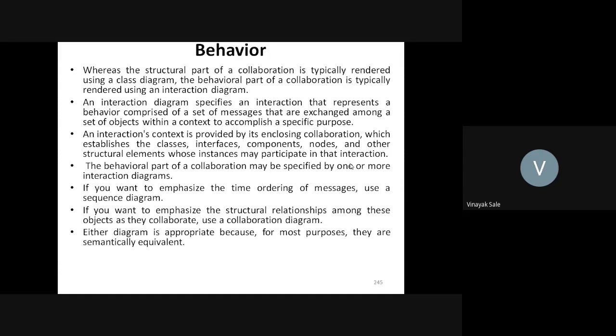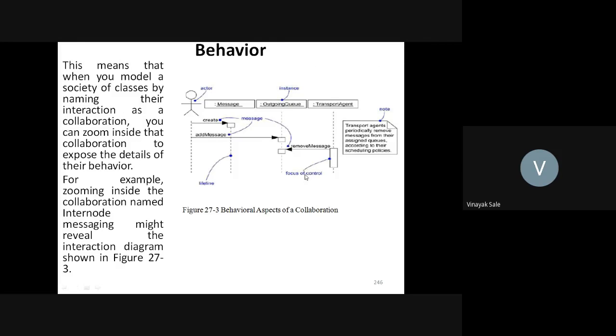If you want to emphasize the time ordering of messages, use a sequence diagram. If you want to emphasize the structural relationship among these objects as they collaborate, use a collaboration diagram. Either diagram is appropriate because for most purposes they are semantically equivalent. So see, this is the behavioral aspect of the collaboration diagram. That is when you model the society of classes by naming their interaction with a collaboration. You can zoom inside the collaboration to expose the details of their behavior. So zooming inside the collaboration named internode messaging might reveal this interaction diagram.